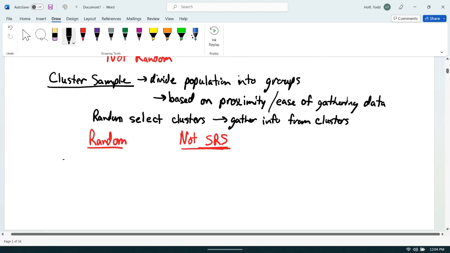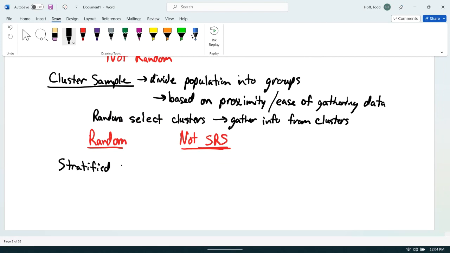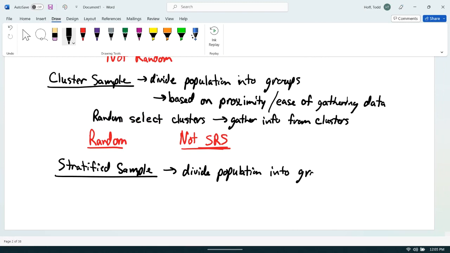Next, we're going to look at a stratified sample. And in a stratified sample, we still divide the population into groups. This time, however, instead of dividing it into groups based on ease of gathering information, we divide it into groups based on likelihood of similar characteristics.